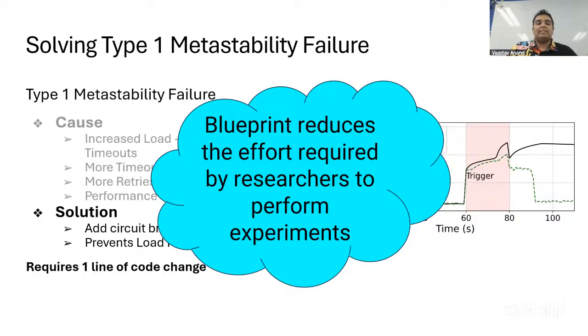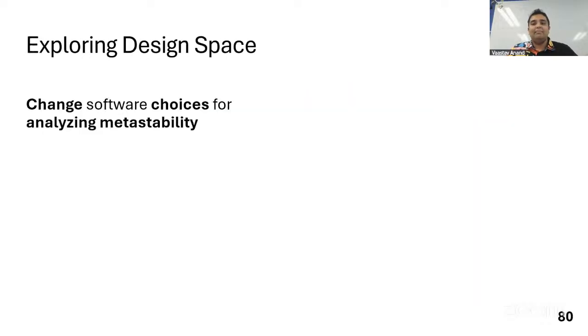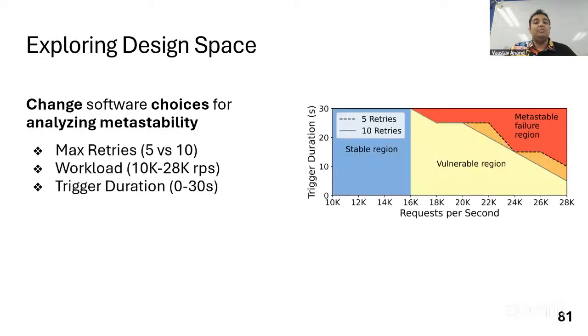And when it comes to testing out choices, Blueprint also allows users to explore the design space and to change software choices for analyzing metastability. In this situation, we can use Blueprint to try out different values of different parameters and generate different implementations of the system that have different parameter values for the maximum number of retries, different values of the workload, as well as different trigger duration. So this was use case 1, where we can look into metastability failures.